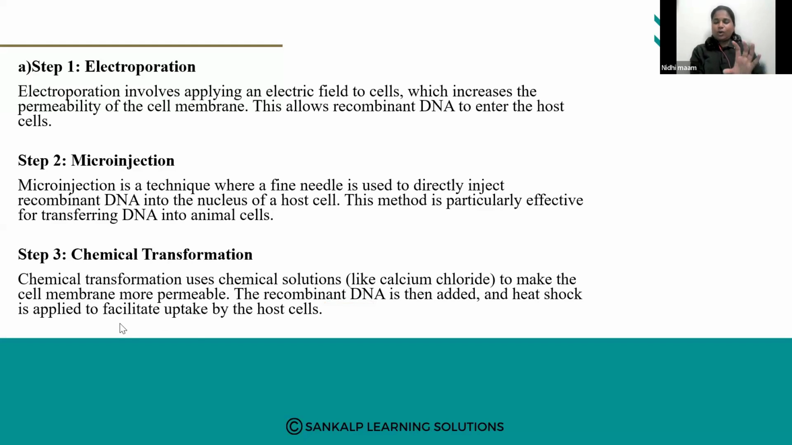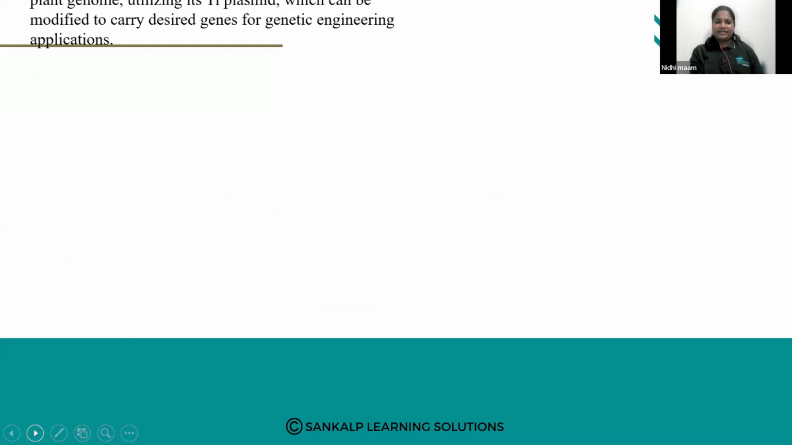So this is for what? This is for our first question, vector free based methods. So 3 points are there. Half marks for your subheading, half marks for your description. Like this you have to write the answer. Okay na? Next 2 marks question, about Agrobacterium.